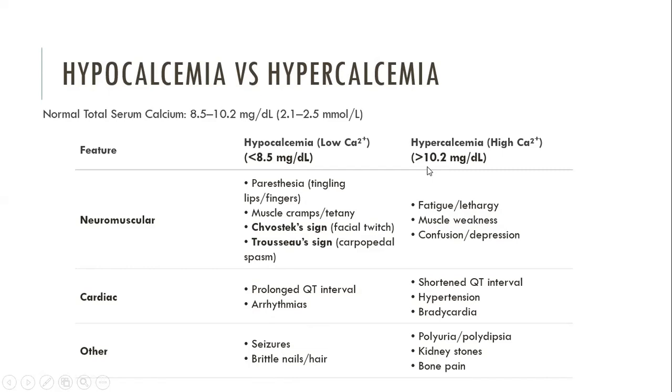Hypercalcemia is basically a calcium level greater than 10.2, and patients with hypercalcemia basically present with fatigue, lethargy, muscle weakness, confusion, or depression. And in the cardiac, they usually have a shortened QT interval. They'll have hypertension and bradycardia, and other symptoms are basically polyuria, polydipsia, and kidney stones.